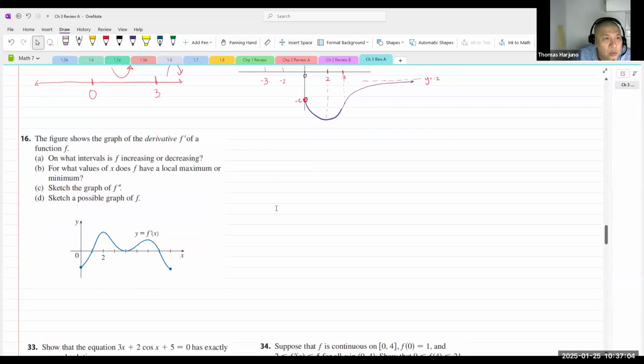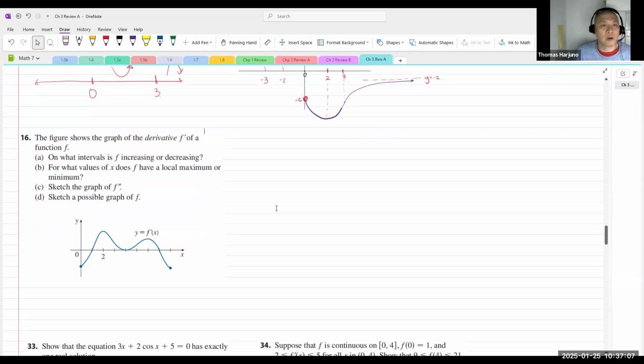number 16. We have a figure that is the graph of the derivative of the function. So this is not f(x) itself, this is f prime x. The question is, from that graph, on what interval the function is increasing, decreasing. Let's remind ourselves of the theory first. If f prime x is positive or greater than 0, then the function is increasing, and vice versa. If it is negative, it is decreasing.